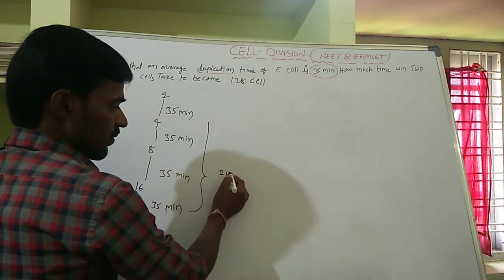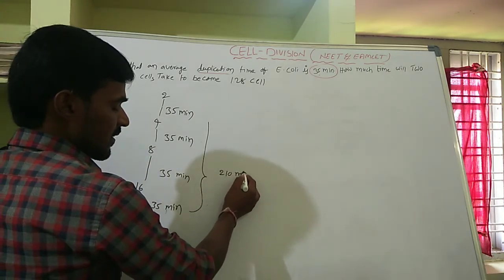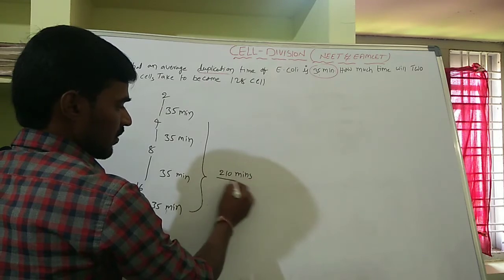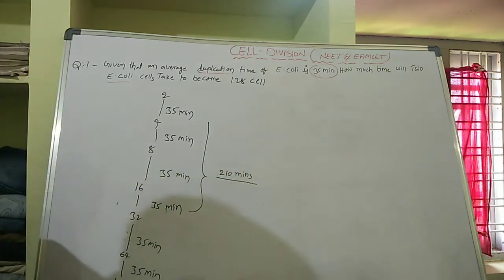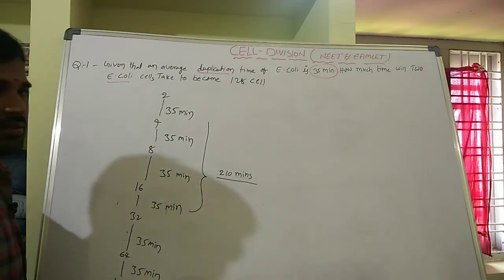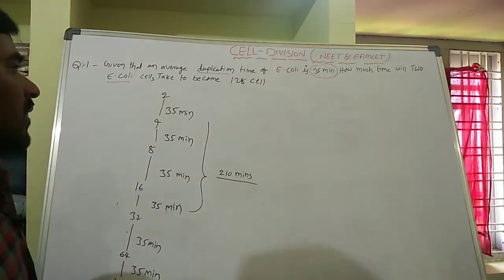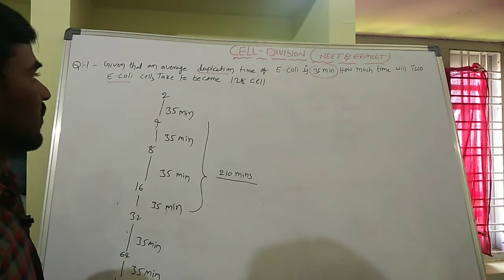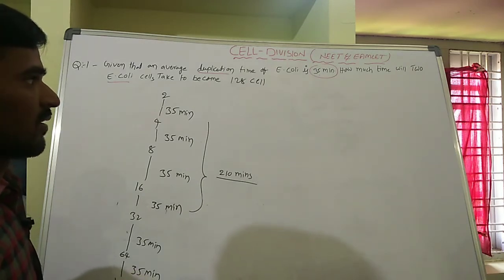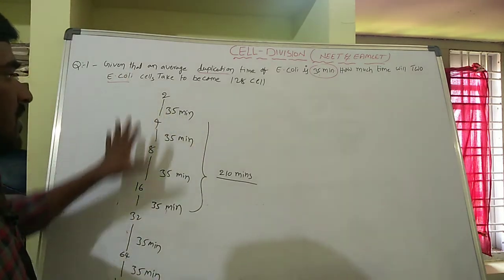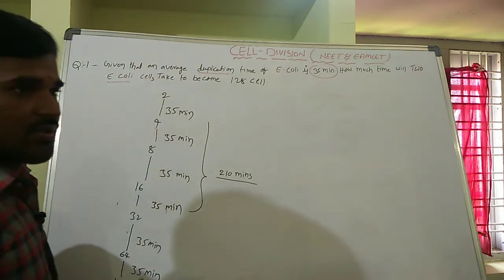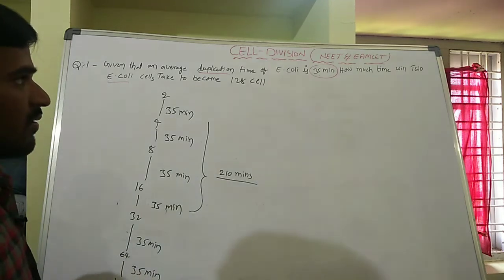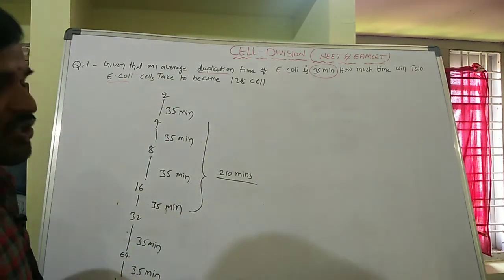So 210 minutes is the time it will take to become 128 cells from 2 E. coli cells. Okay, so these are some model questions which are commonly asked based on these duplication questions.